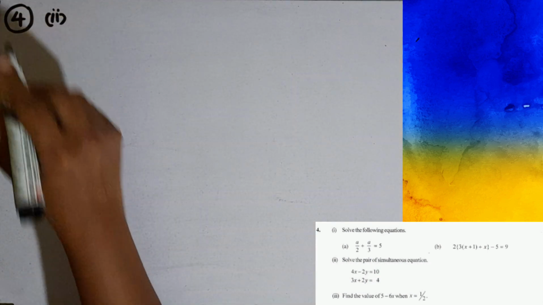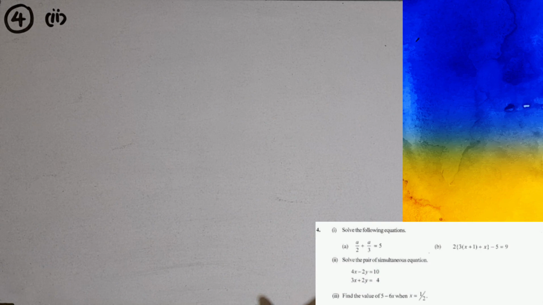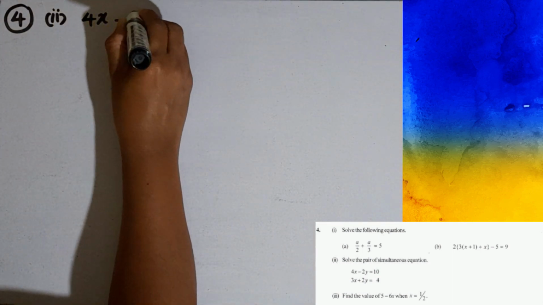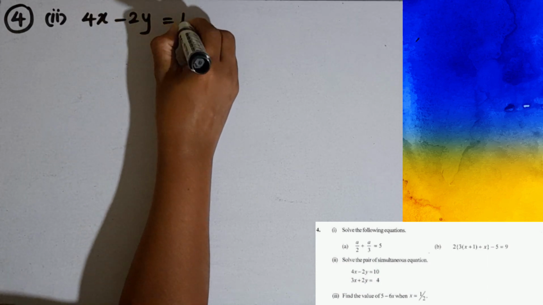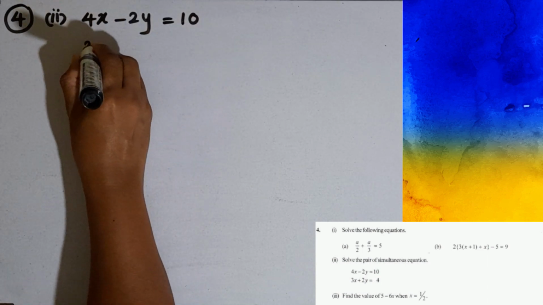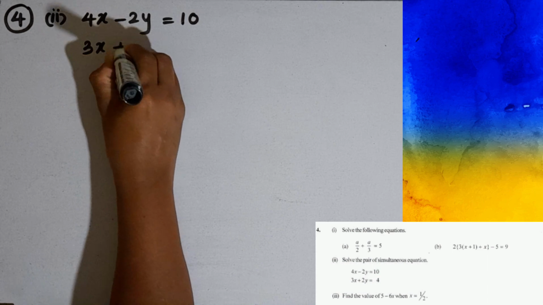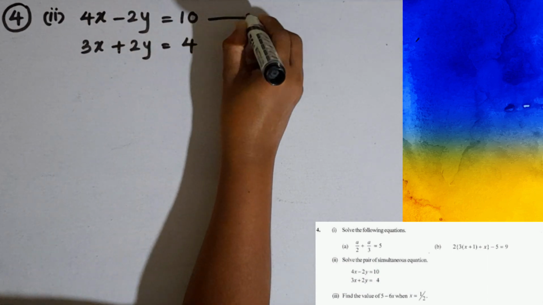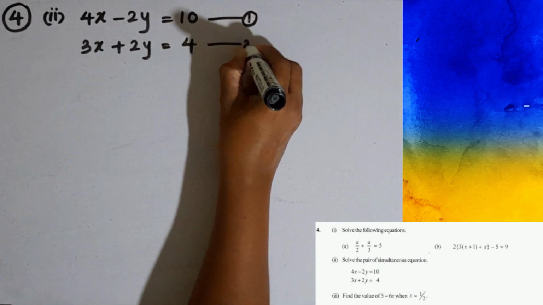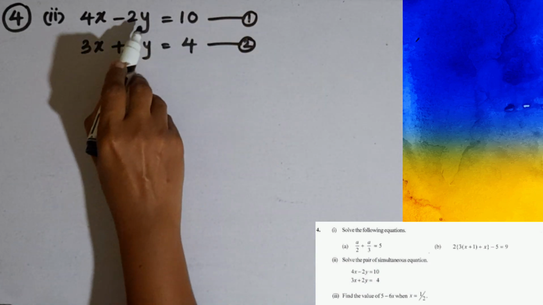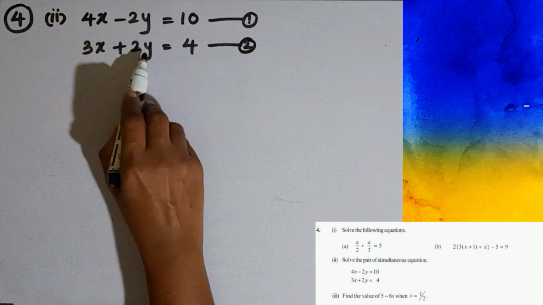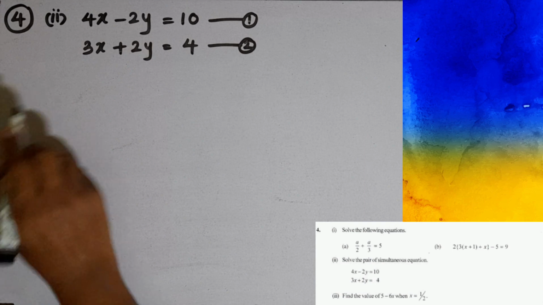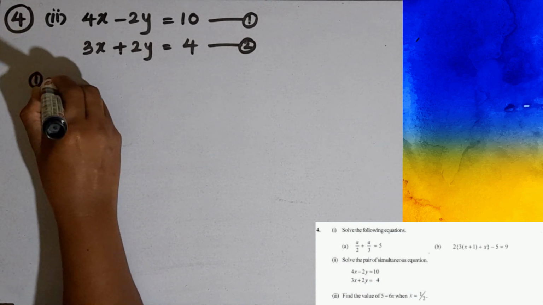Second part. Solve the pair of simultaneous equations. 4x minus 2y equals 10. Then the other one is 3x plus 2y equals 4. I'll take the equations as 1 and 2. Then I can add the equations. Here we have minus 2y, here plus 2y. The same magnitudes with positive signs. So I can add the two equations.